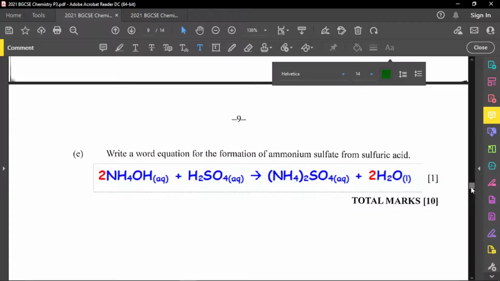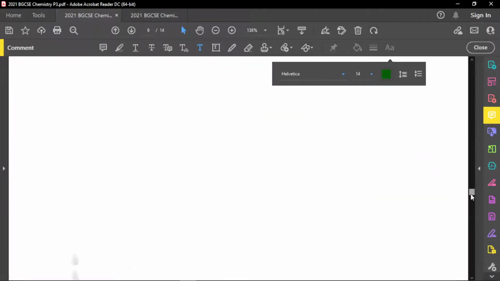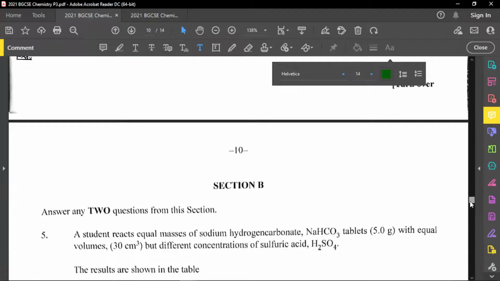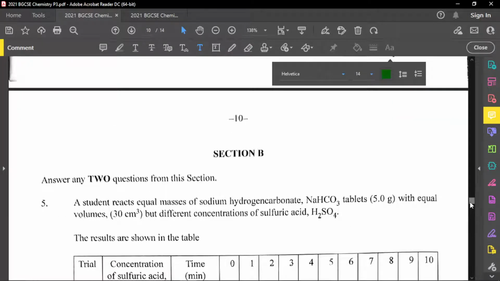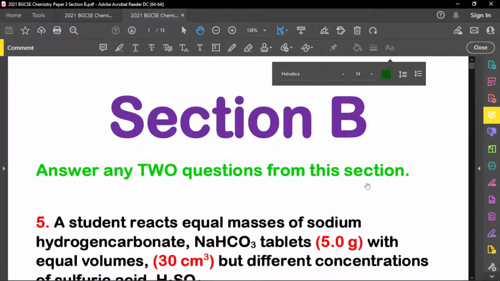What we're going to do now is jump into section B. Section B is where you can choose only one of 3 questions. And again, to make life easier and faster, we already prepared this, so we're going to be running through it quite quickly. You need to answer any 2 questions from this section.